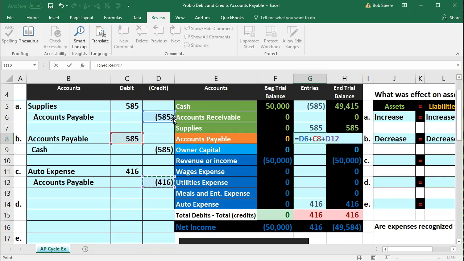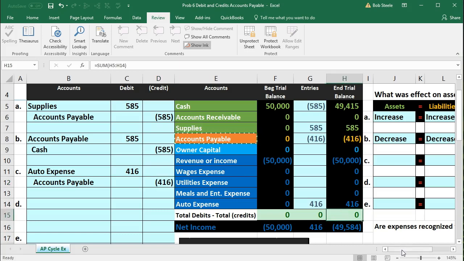Excel then sees this is a credit or a negative, this is a debit or a positive, this is a credit, and it'll do the math for us. We're always going to use the pluses over here, and that'll kind of simplify our functions on this side. So there we have it. We're just left with that 416. That puts us back in balance.